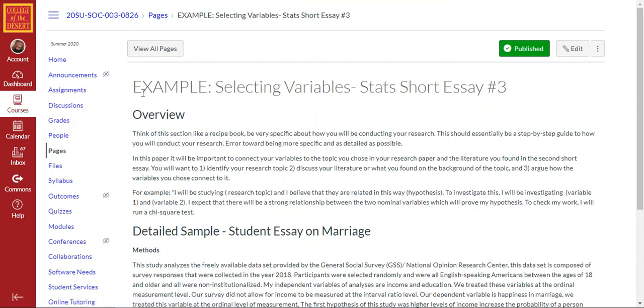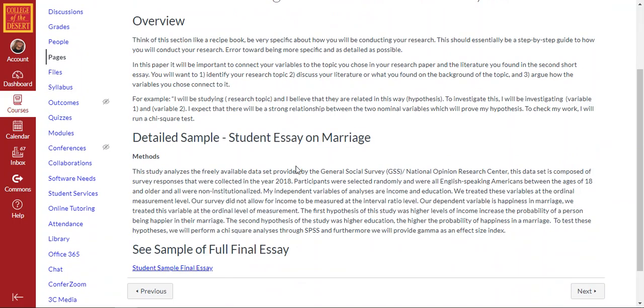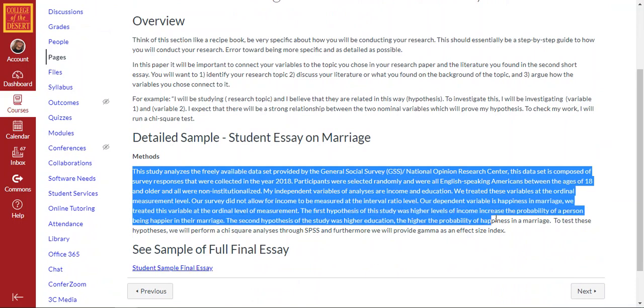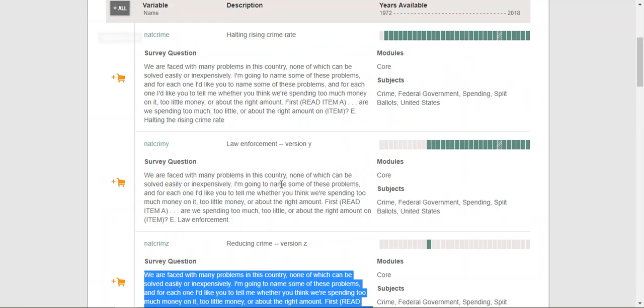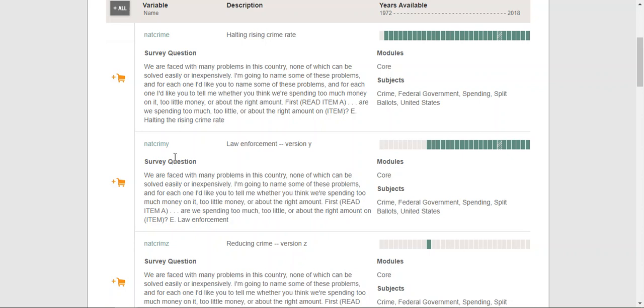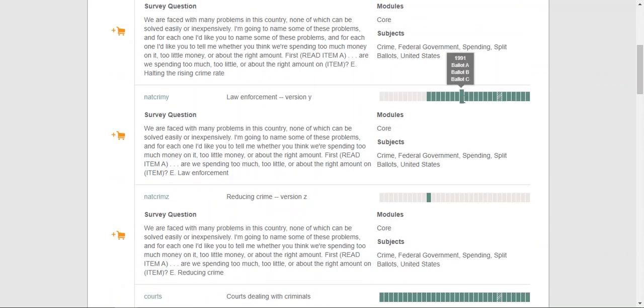So here's a sample, pull this one up, of a student who did the same essay on marriage. So here they went through exactly what we're looking at here: the study analyzes a freely available data set provided by the GSS, which is the same one you'll be using, so you can include that. This data is composed of survey responses that were collected in the year 2018. And the reason they were able to say that is, if you go back to this page, you could actually see what years this was collected.